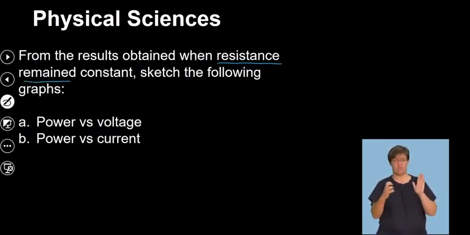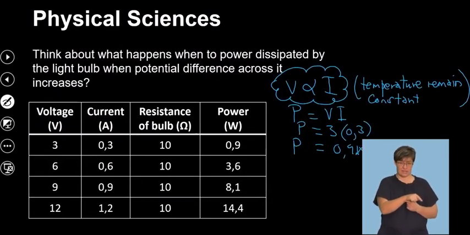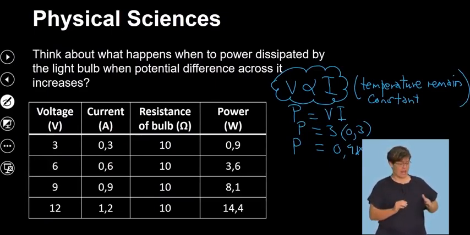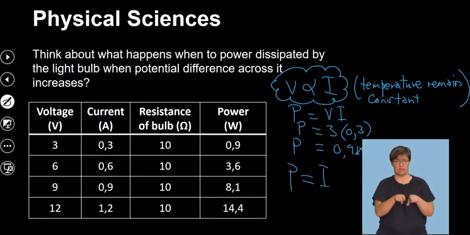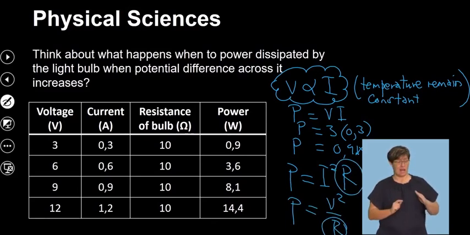Sketch the following graphs: the graph of power versus voltage and the graph of power versus current. If we start with power versus voltage, and quickly go back to the table of results that we obtained from the simulation, we can see that this is not necessarily a linear relationship. But remember, P = I²R. At the same time, P = V²/R. So if R in both cases is constant, this doesn't give us a linear relationship.